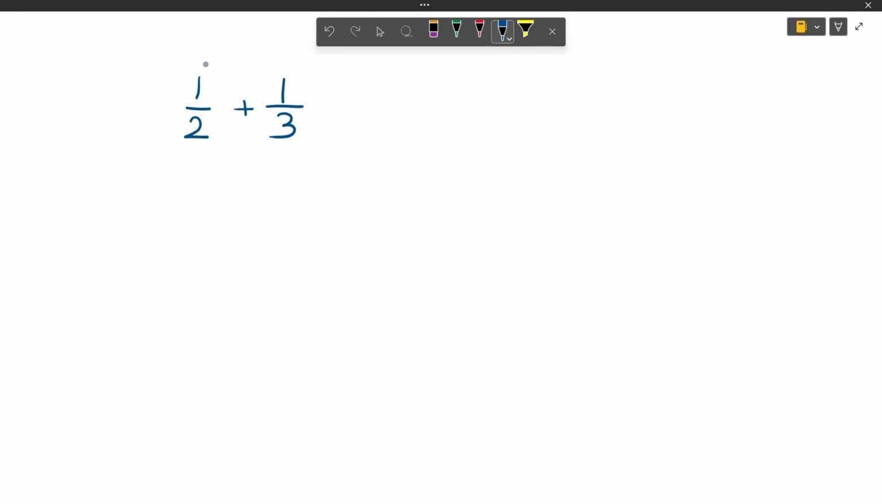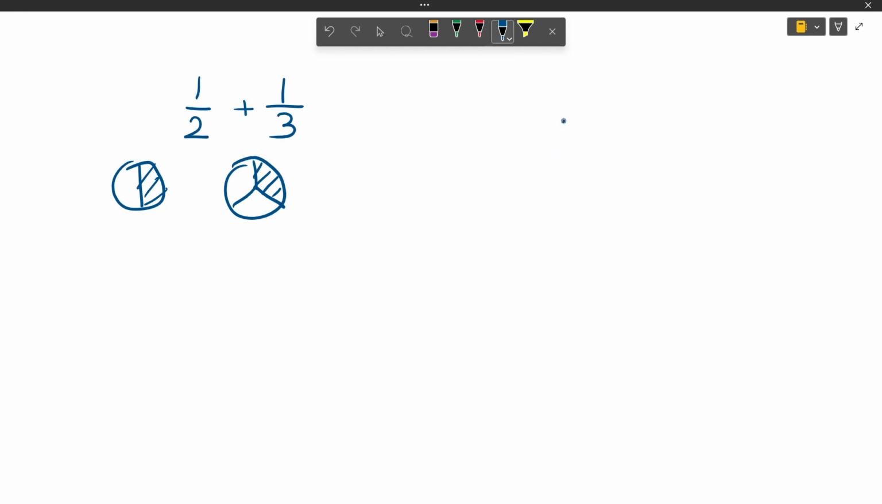We can picture this by taking half of a cake and 1/3 of a cake. But we can't add like this, no? So we have to make the denominators equal. Now there's a magic happening. Let's make these two denominators equal. In order to do that, we can do something like this.